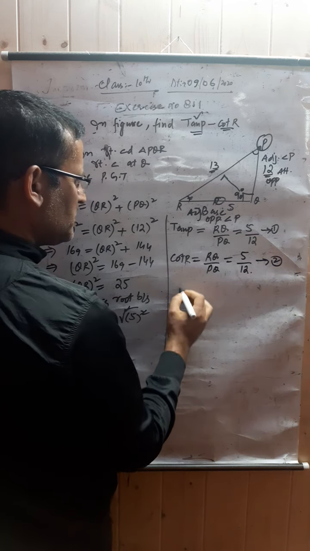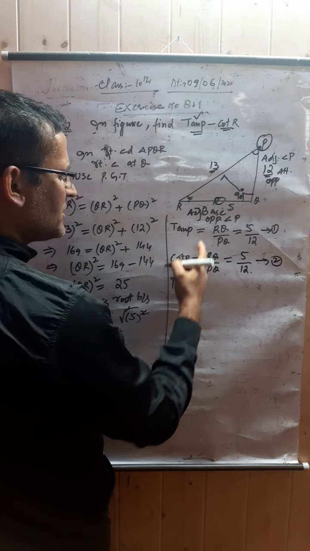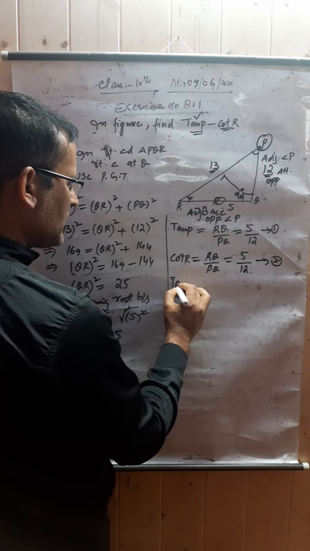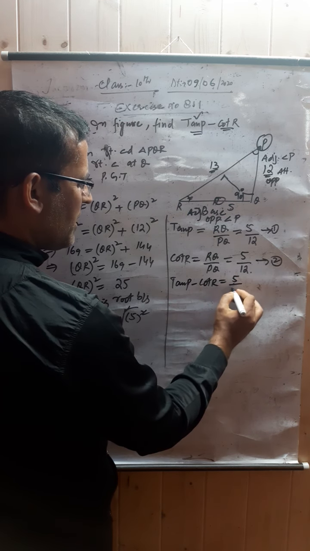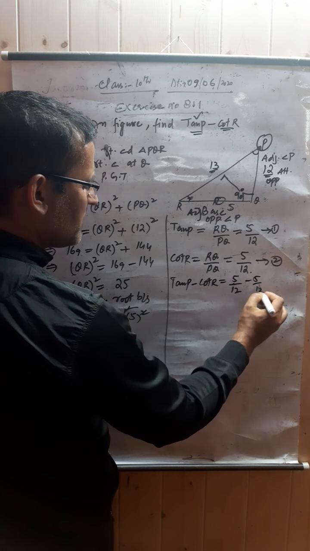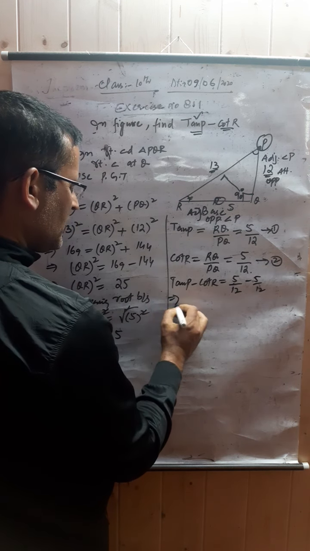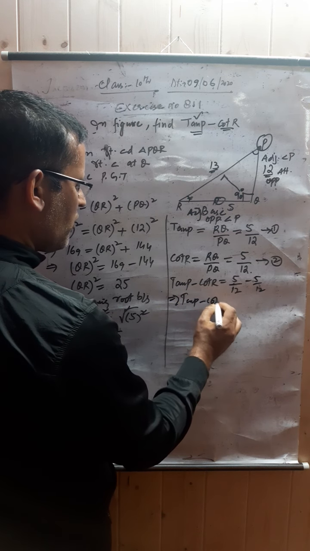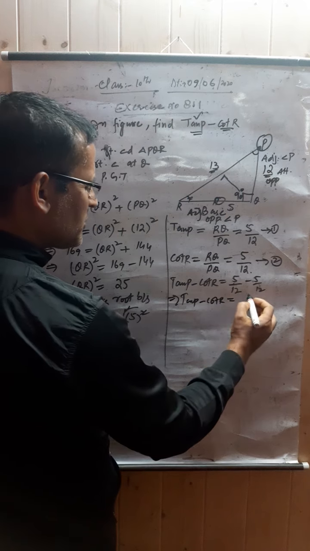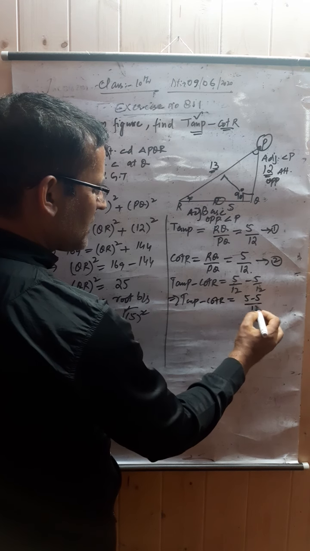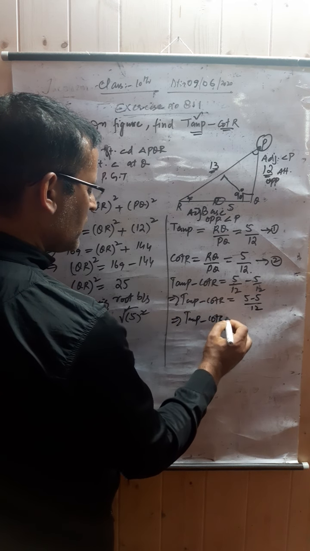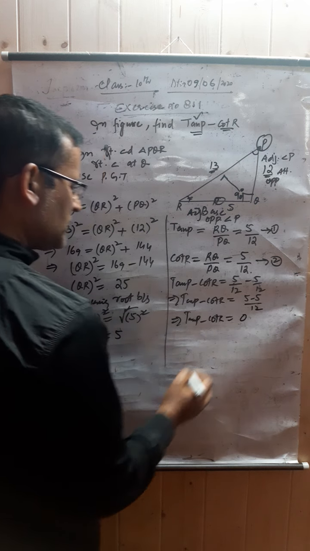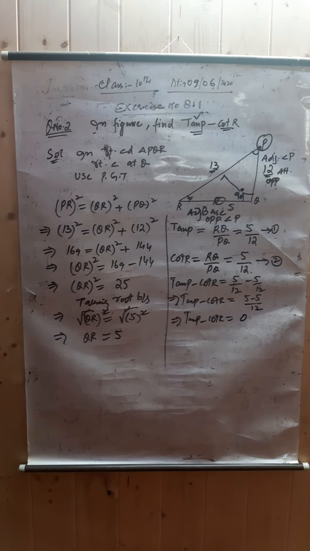Once we compare these two, we will subtract them. So tan of P minus cot of R is equal to 5 upon 12 minus 5 upon 12. In this manner, here the denominator is the same, so write down 5 minus 5 upon 12. Thereafter, tan of P minus cot of R is equal to 5 subtracted by 5, we get 0. In this manner, tan of P minus cot of R is equal to 0. Hope you understand it very well. Thank you.